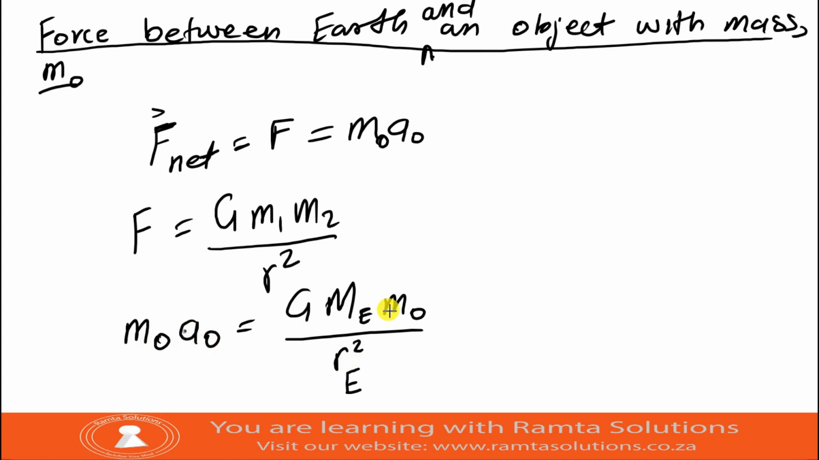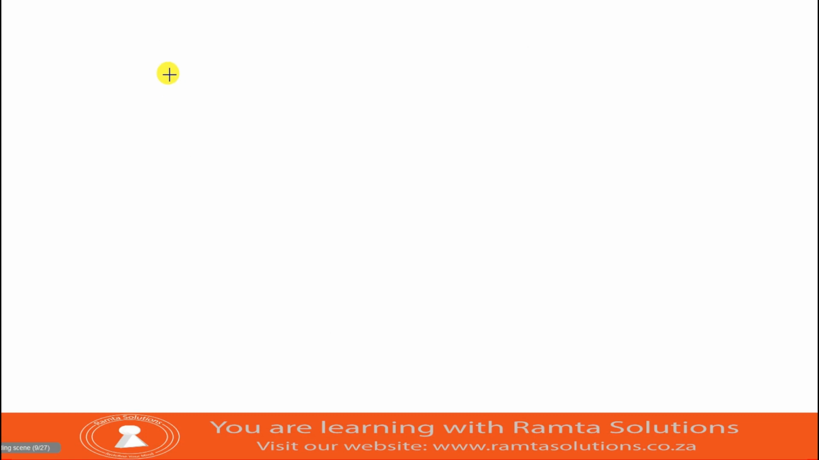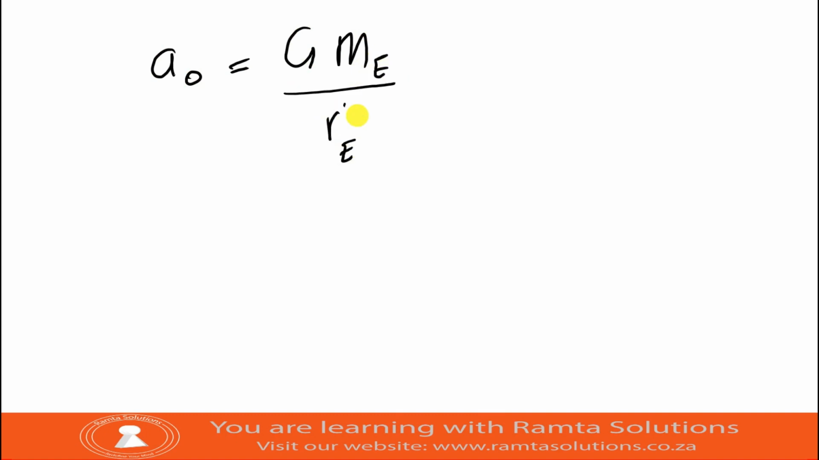When you look at the left hand side and the right hand side, you can see we have M subscript O, or M sub O, on both sides. So since we have M sub O on both sides, we can basically divide by M sub O throughout, both on the left hand side and the right hand side. Then this will result in ao equals G times the mass of planet Earth over the radius of planet Earth squared. Right? So this is what we term the acceleration that is experienced on planet Earth.